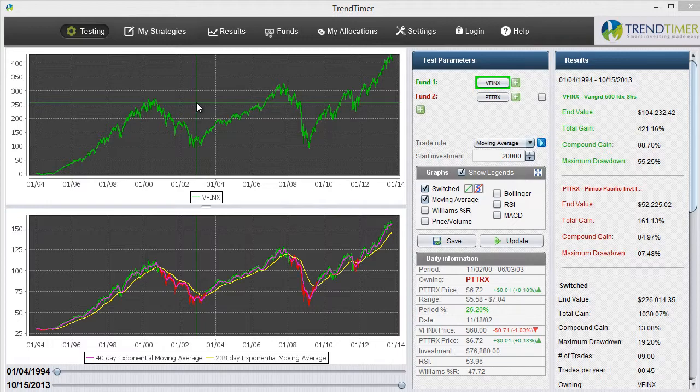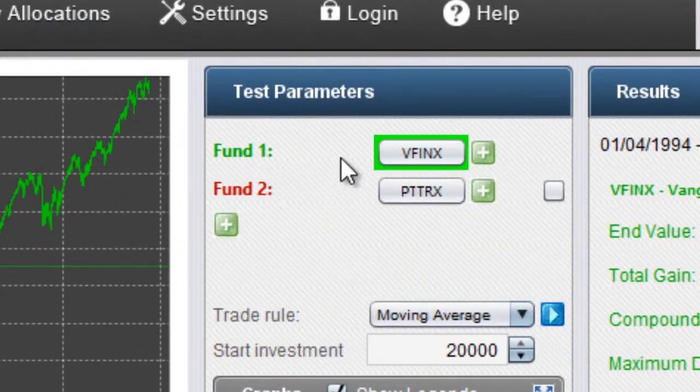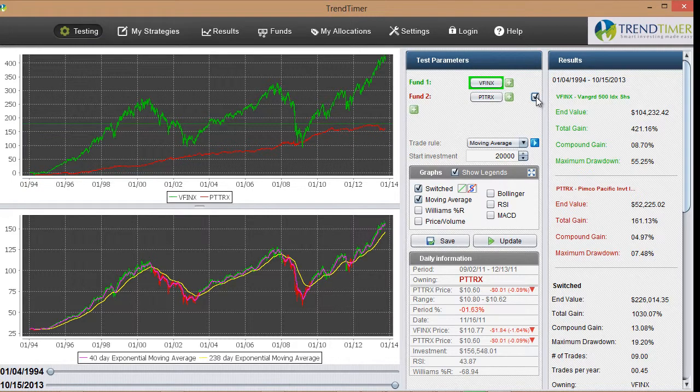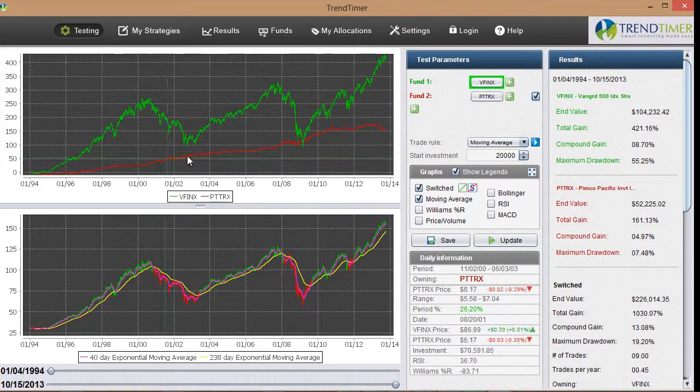When you work with TrendTimer, the funds you're working with are listed in this section here. So in the Fund 2 position, we have PTTRX, which is the bond fund, and I can add this to the graph by checking the checkbox here. So what would happen if, instead of participating in these market declines in 2000 and 2008, we switched to the bond fund? As you can see, it has more of a gentle increase over time. It's not nearly as volatile as the overall market.